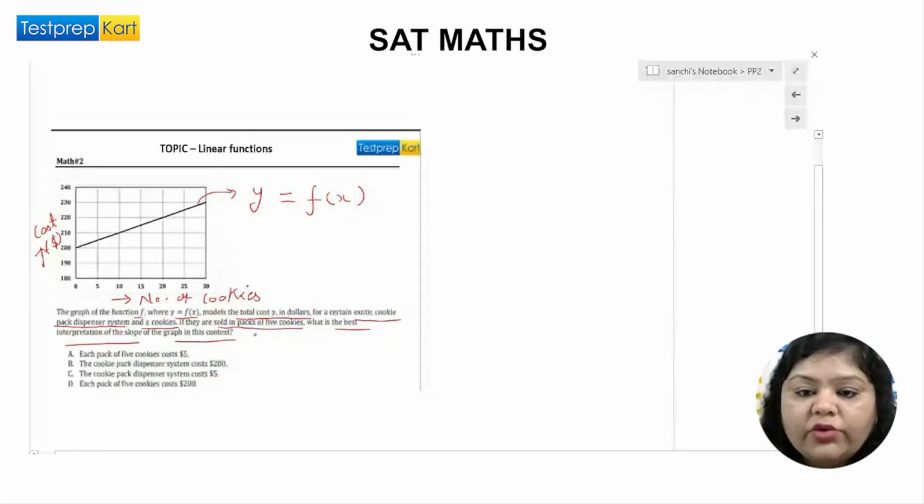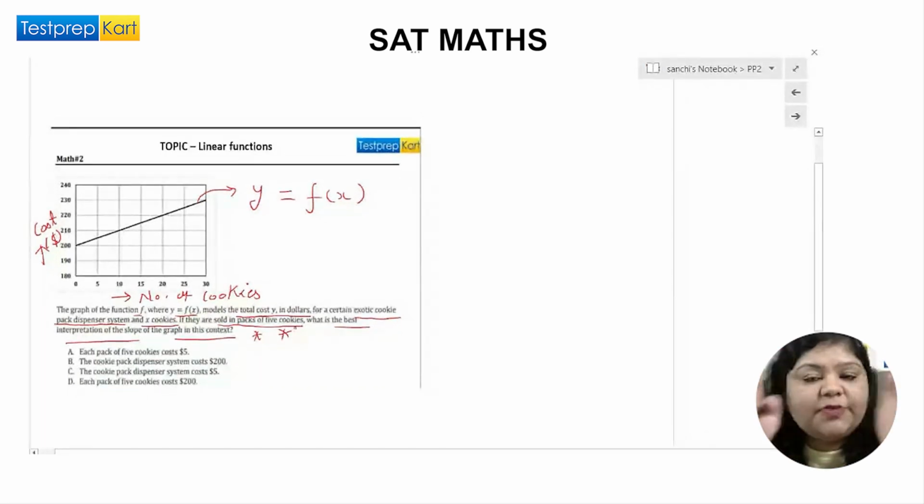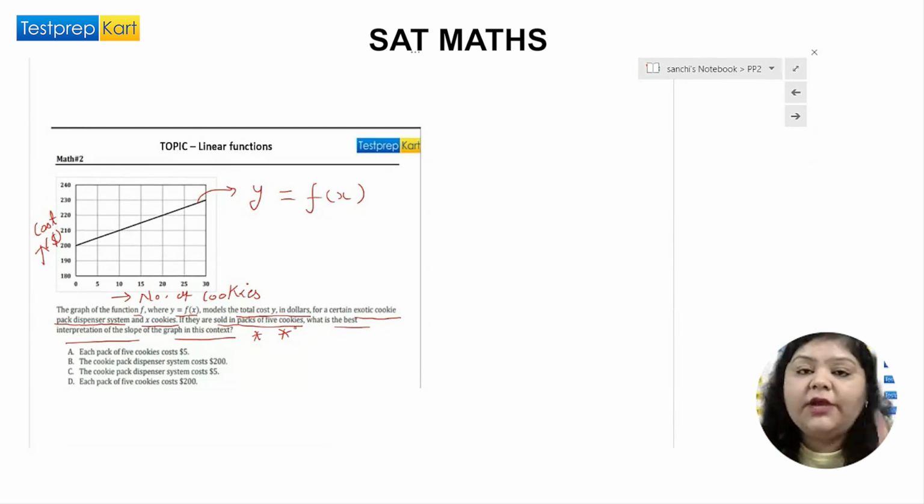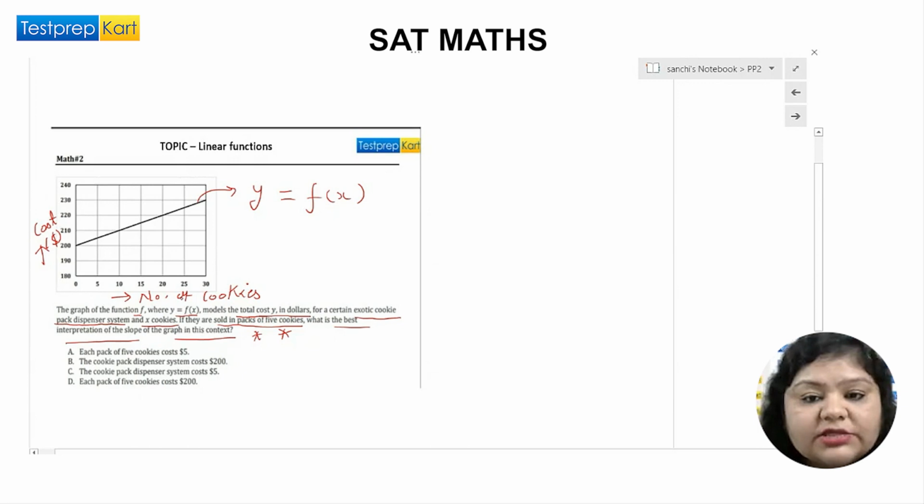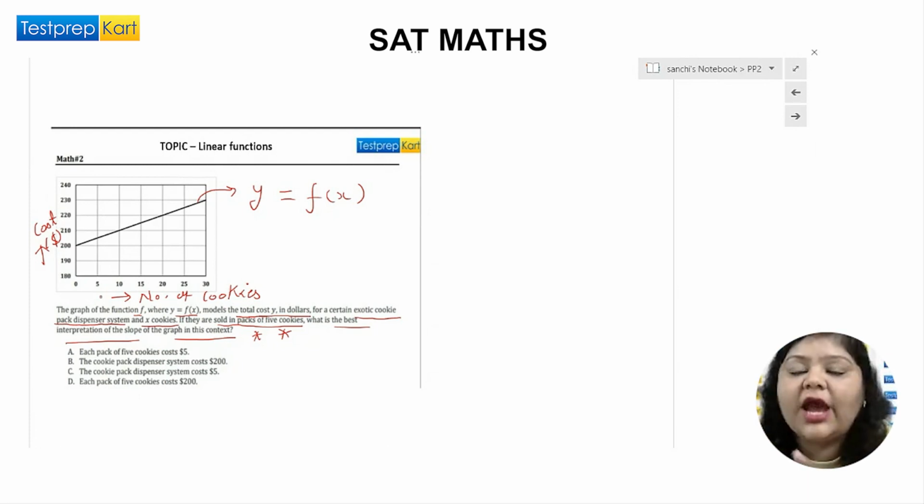Remember that there is a dispenser system for the cookies which is able to pack some packs of cookies. Each pack contains 5 cookies. On the x-axis the number of cookies are mentioned, and that is why they are in multiples of 5: 5, 10, 15, 20. Their corresponding cost is mentioned on the y-axis. In this scenario we have to find the best interpretation of slope.